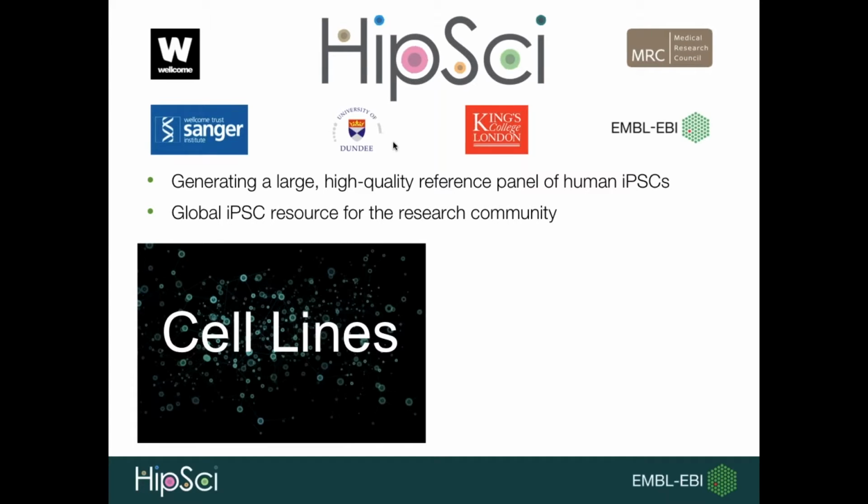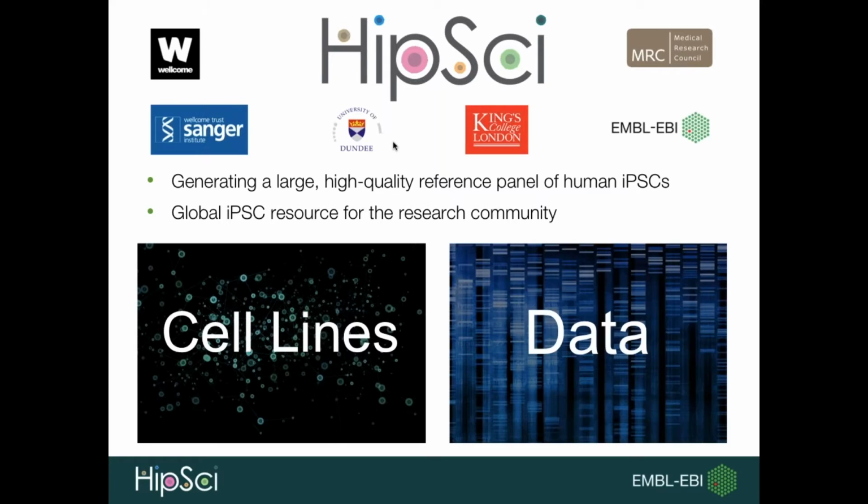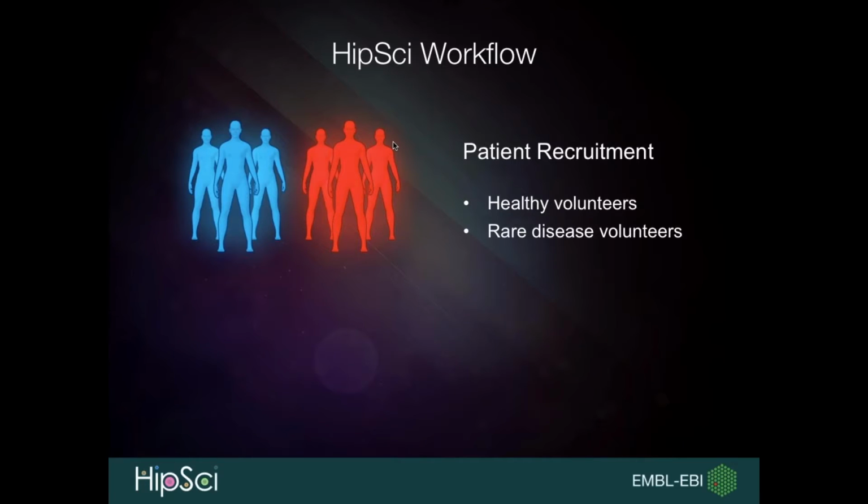And this applies both to the cell lines, which are available from 2 cell banks where any scientist from around the world can purchase the cell line, and also to the data. All of the characterization data and the assay data generated by HipSci are put into the public domain, where anybody can download the data and learn more about HipSci's iPS cells. Okay, so I'll show you a few slides about HipSci's workflow.